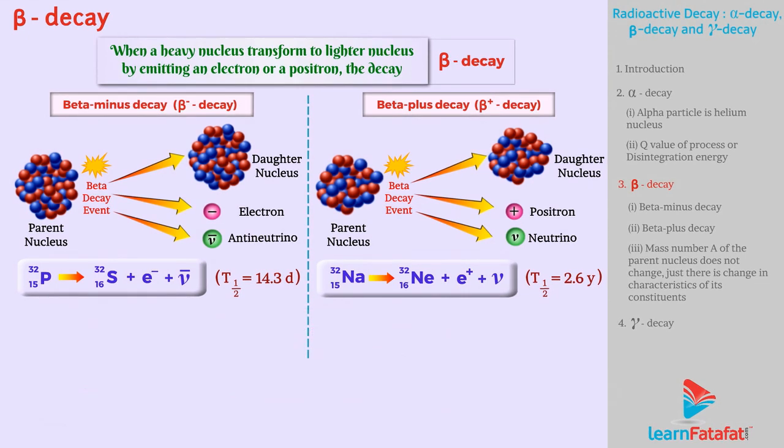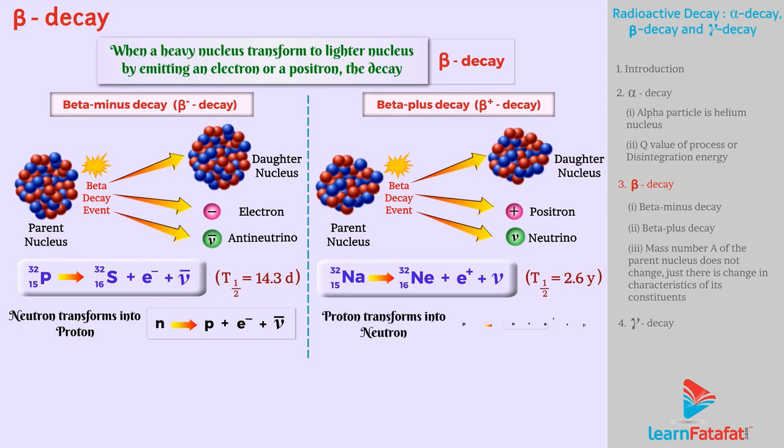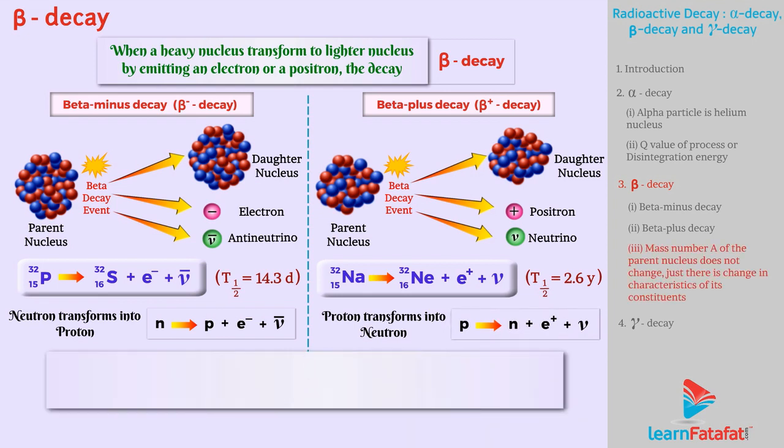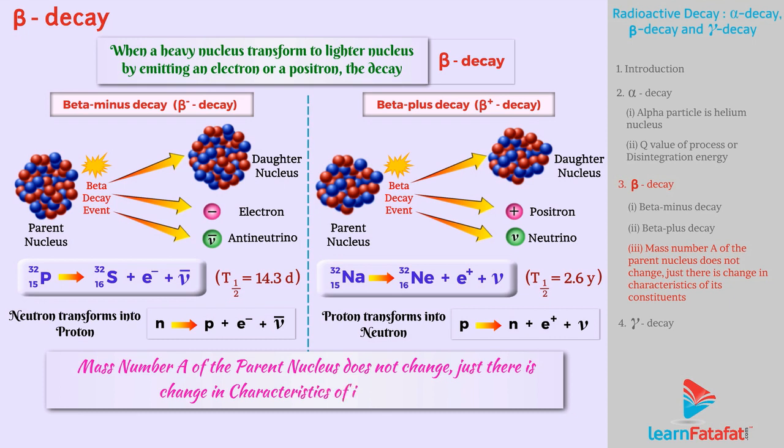In beta minus decay, a neutron transforms into a proton in this way, whereas in beta plus decay, a proton transforms into a neutron in this way. With this knowledge, you can understand that the mass number A of the parent nucleus does not change. There is just a change in the characteristics of its constituents.